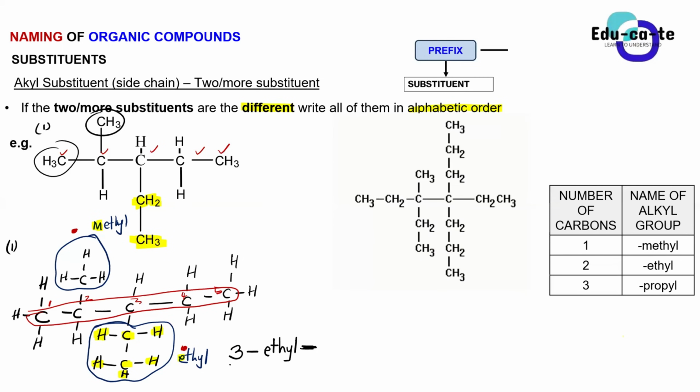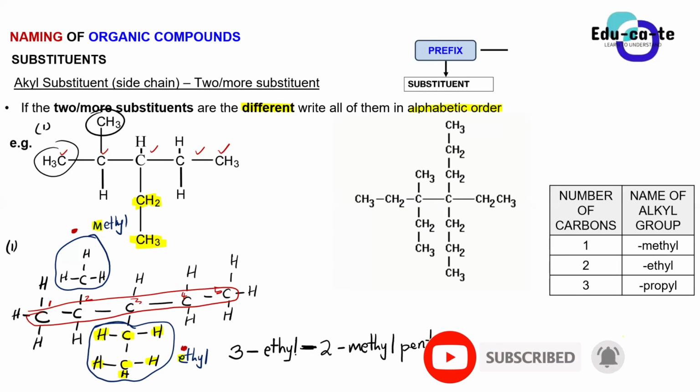We mentioned it first because of the letter E coming first in the alphabet. So this is 3 ethyl, but on carbon 2, we've got a methyl group. And then when we count the number of carbons, there are 5, so we must have a pent there. And then this is an alkane. You guys can now see this pentane at the end. So this is 3 ethyl, 2 methyl, pentane.